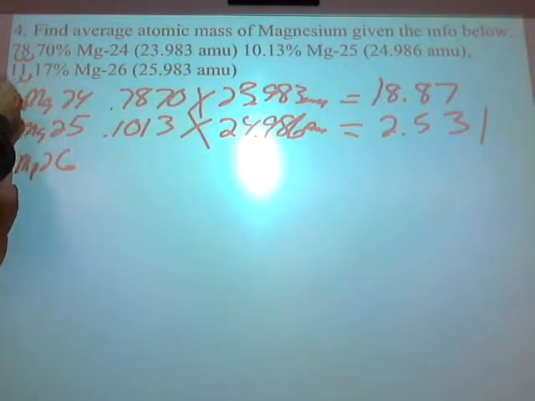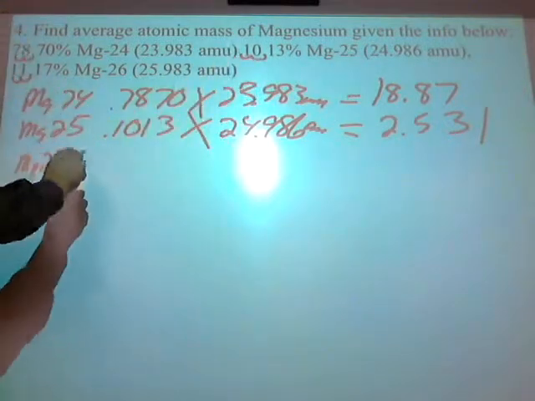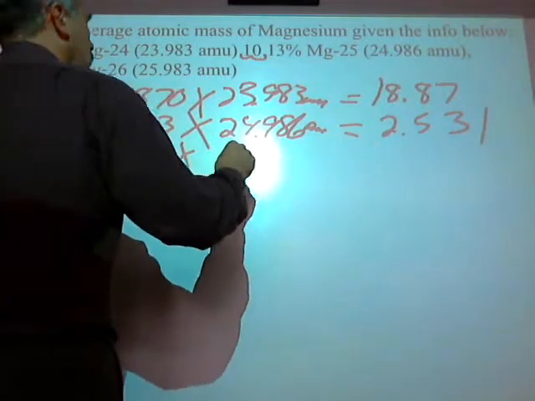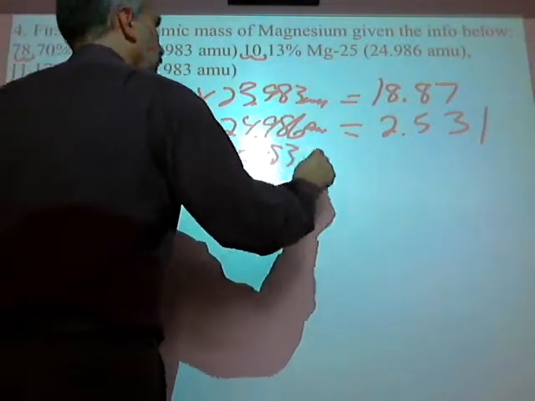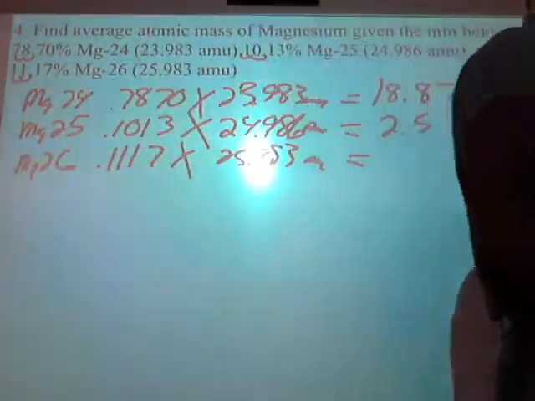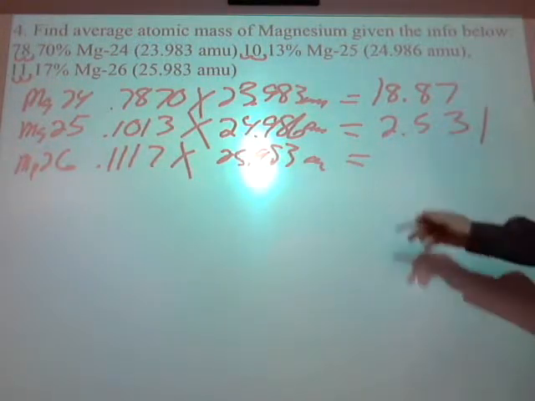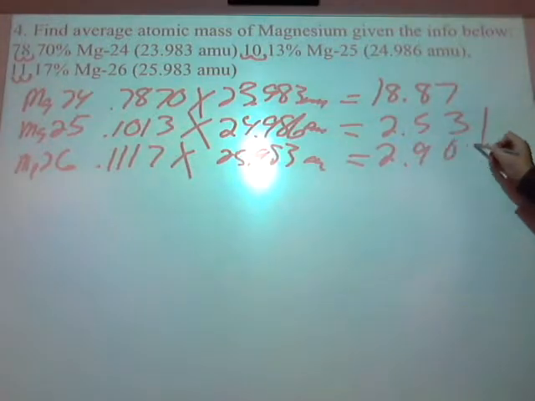All right, let's take the next one for Mg-26. This time, again, two decimal places, like I had to do there. 0.1117 times 25.983. Do the math for that one. What did you get for that one, Emily? 2.902. 2.902. Anybody else get that? Okay, good.